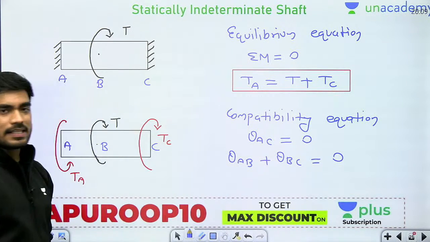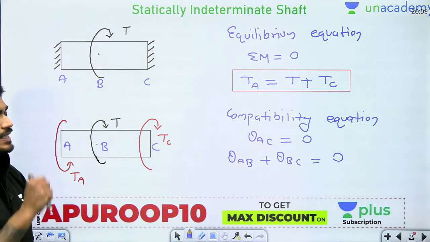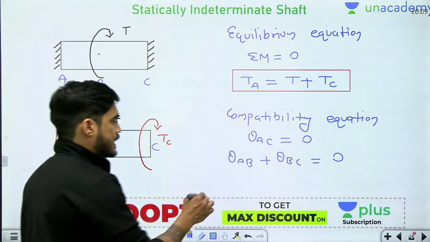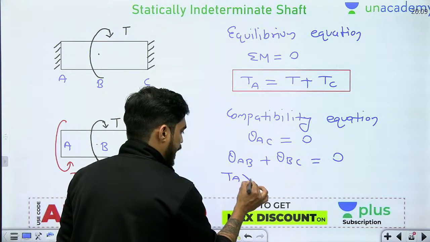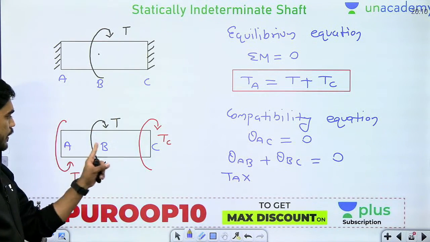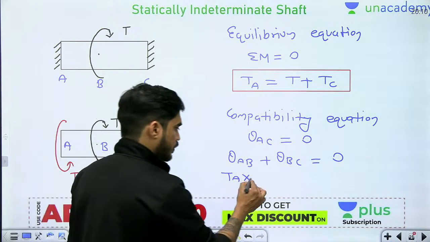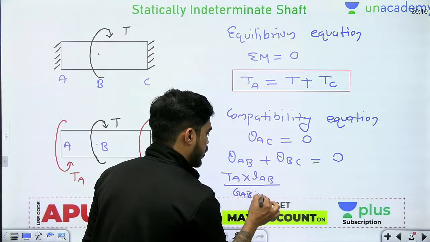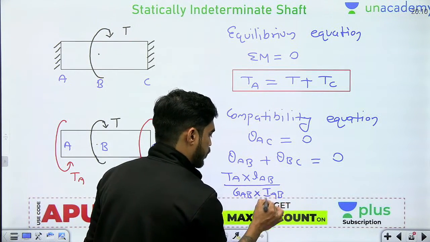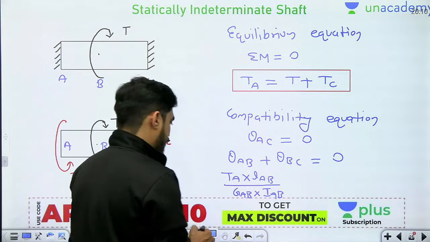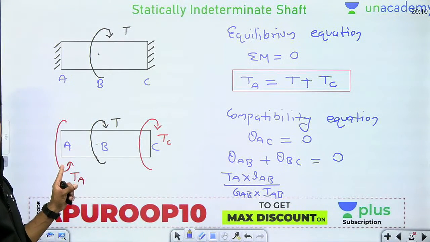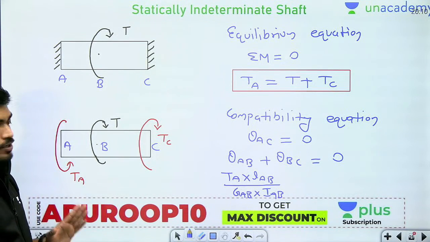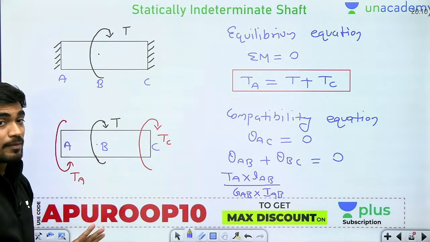Now beta, what is the equation of theta? TL by GJ. So can I write theta of AB as TA, what will be the torque in AB, TA, multiplied by length of AB divided by G of AB into J of AB. Okay. Now here you can see that I have taken torque TA as positive. From the left side I have taken TA as positive. So from the right side TC will be positive, right?